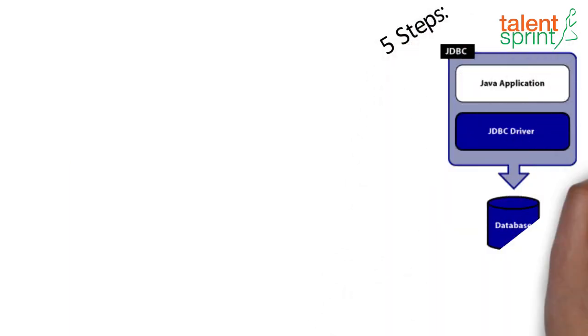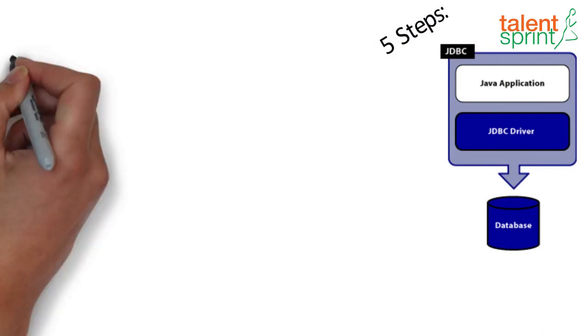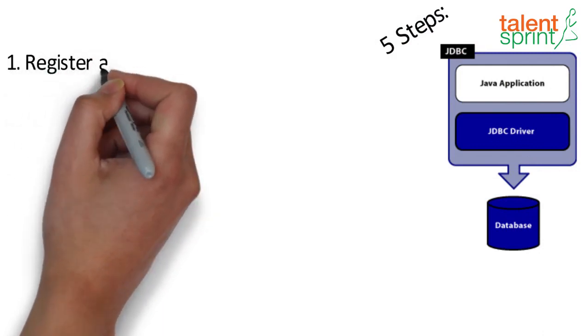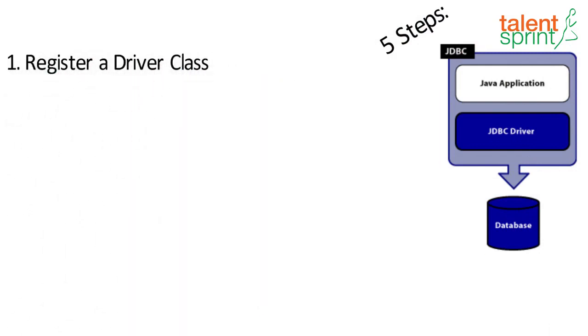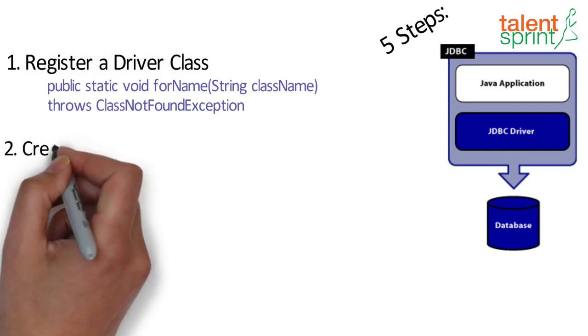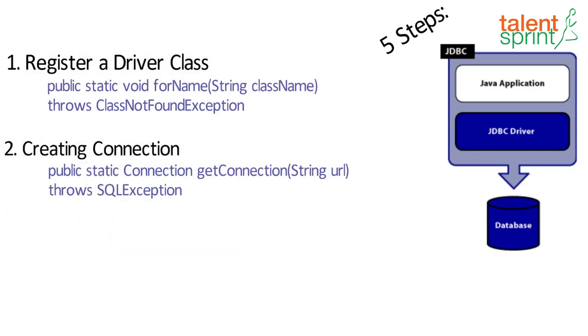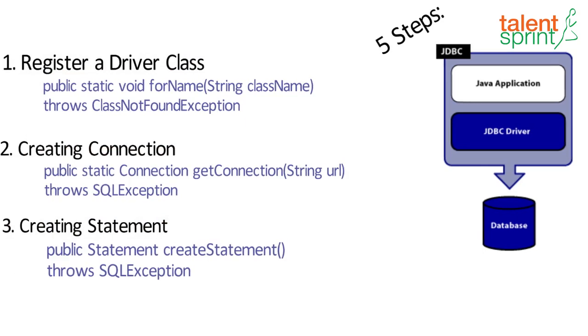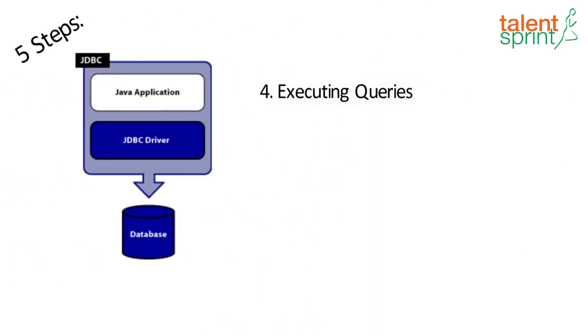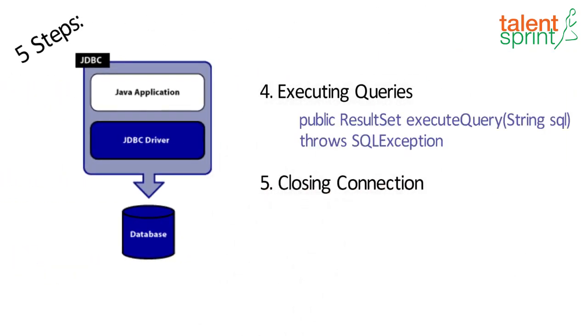Now, there are 5 steps to connect any Java application with the database in Java using JDBC. They are: first, register the driver class; second, creating the connection; third, creating the statement; fourth, executing queries; and finally, closing the connection. Let's look at the classes and interfaces used in JDBC in more detail in the next video.